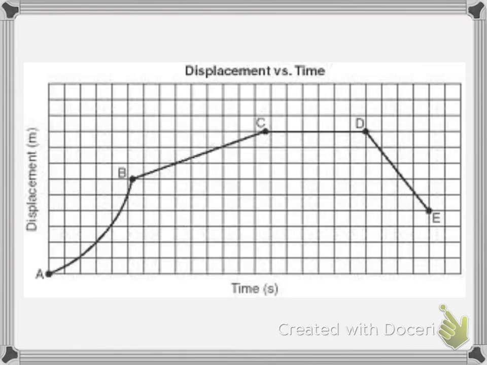Let's have a look at this particular example of a displacement time graph, and we're going to look at each section individually. If we start with this portion between A and B, you can see we've got a curved shape to the graph with an increasing gradient. And remember, a gradient tells us velocity. And so during that portion of the graph, the velocity is increasing, and hence that shows acceleration.